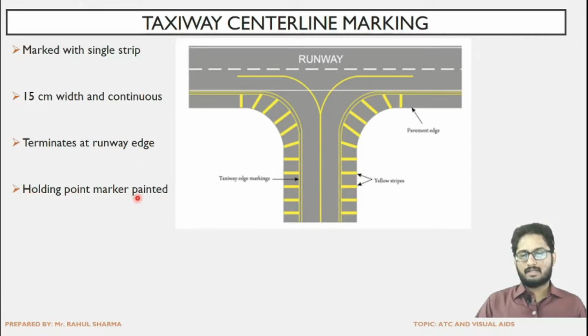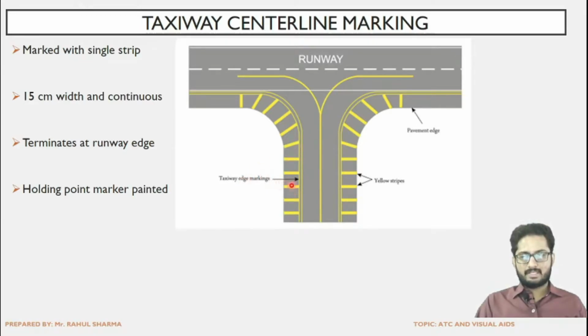Holding point marker is painted. Holding point now comes in the segment of the holding apron. So basically the holding point marker is that limit up to which we can hold or keep the aircraft at a stay. So that holding point marker is also painted here. As we can see, the taxiway markings are with the yellow color code.